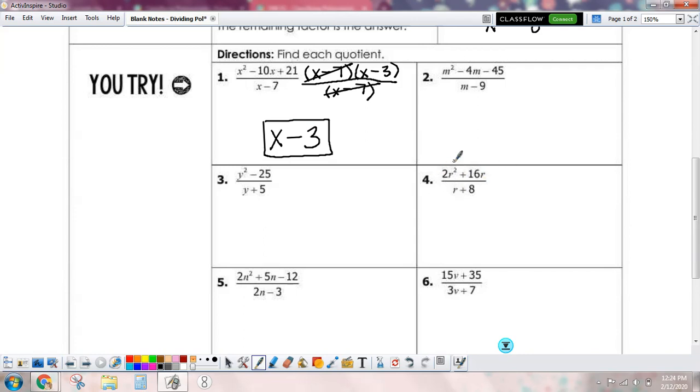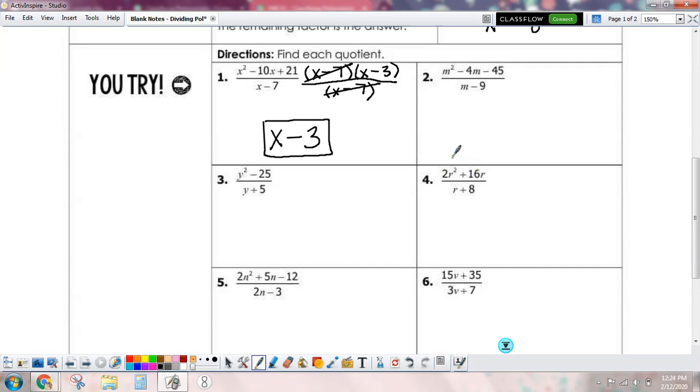Number 4, you're not going to have 2 binomials here. You're going to have a monomial and a binomial, because this is just a binomial here. When you have a trinomial, you end up with 2 binomials. But this one is not a difference of squares. So we're going to go ahead and just factor out our common factor.